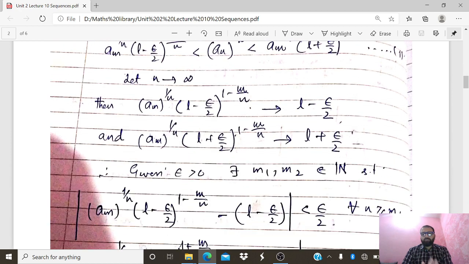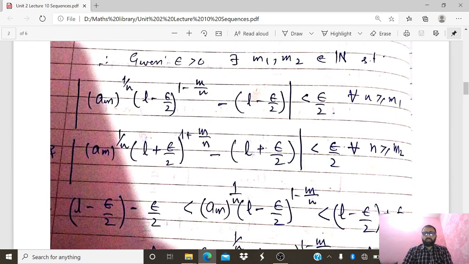Now again using the basic definition of convergence, that if something goes to L minus epsilon by 2, then that sequence minus L minus epsilon by 2 is less than a very small quantity, and that very small quantity I am taking as epsilon by 2, and this is true for all n greater than or equal to m. Similarly, the other sequence goes to L plus epsilon by 2, so again the modulus of this minus this is less than epsilon by 2, and this is true for all n greater than or equal to m2.